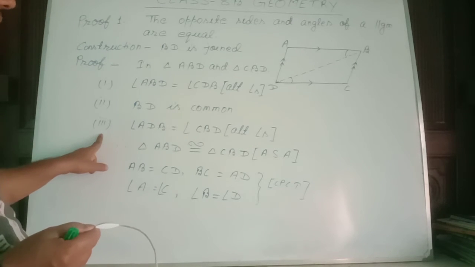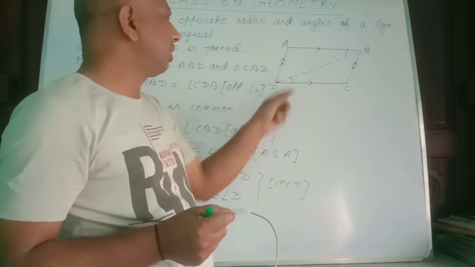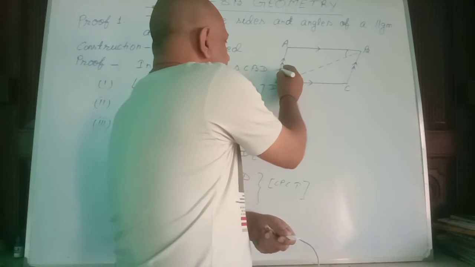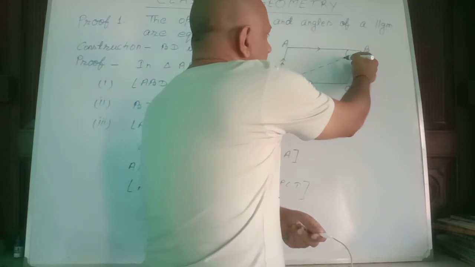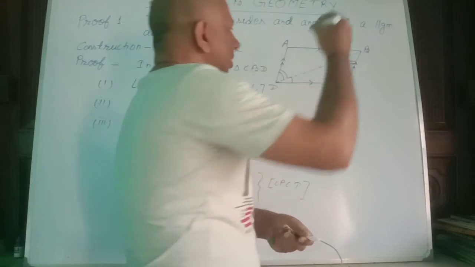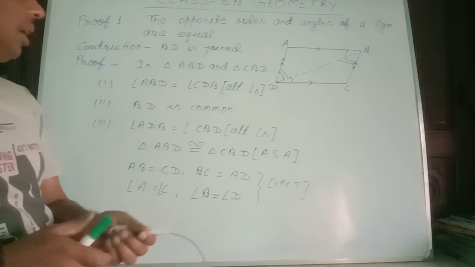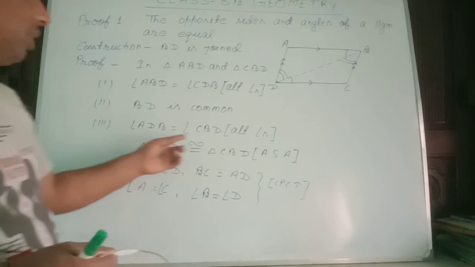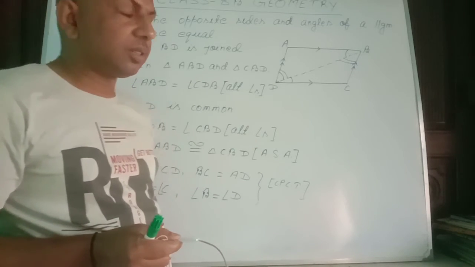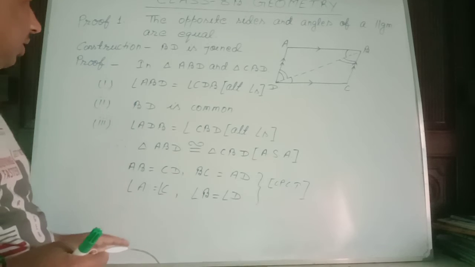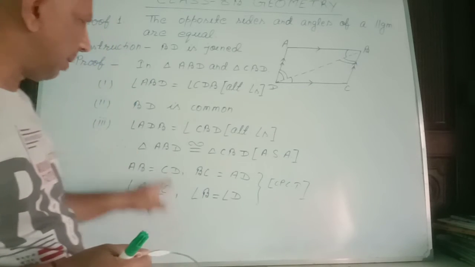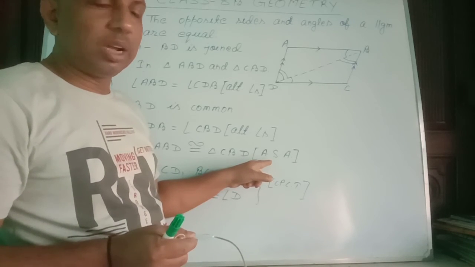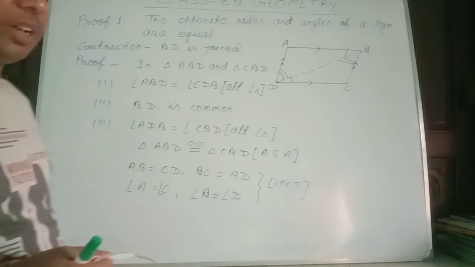Now Roman number 3, angle ADB equal to angle CBD. Angle ADB equal to angle CBD. Reason is same, these two are also alternate angles. So we got these 3 conditions to say these two triangles are congruent. I have written here also triangle ABD is congruent to triangle CBD in bracket the axiom of congruency, that is ASA, angle side angle.